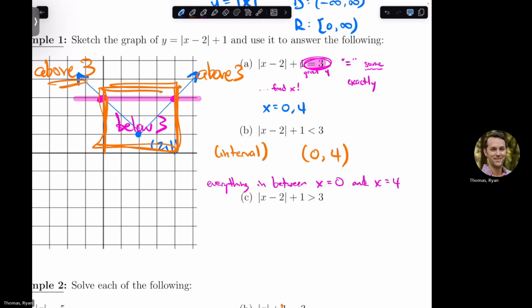Everywhere else. How would I write everywhere else? Negative infinity to 0, and infinity to the other side. Because it's bigger or smaller.